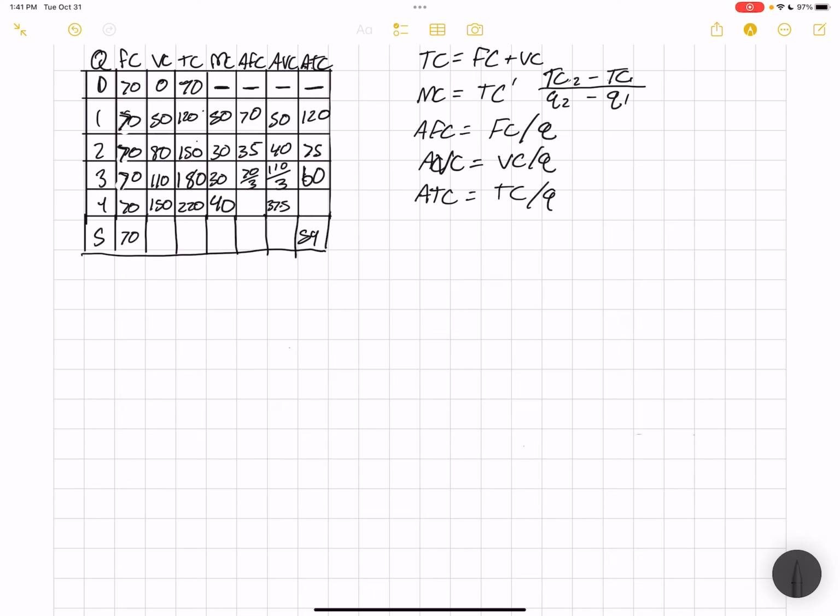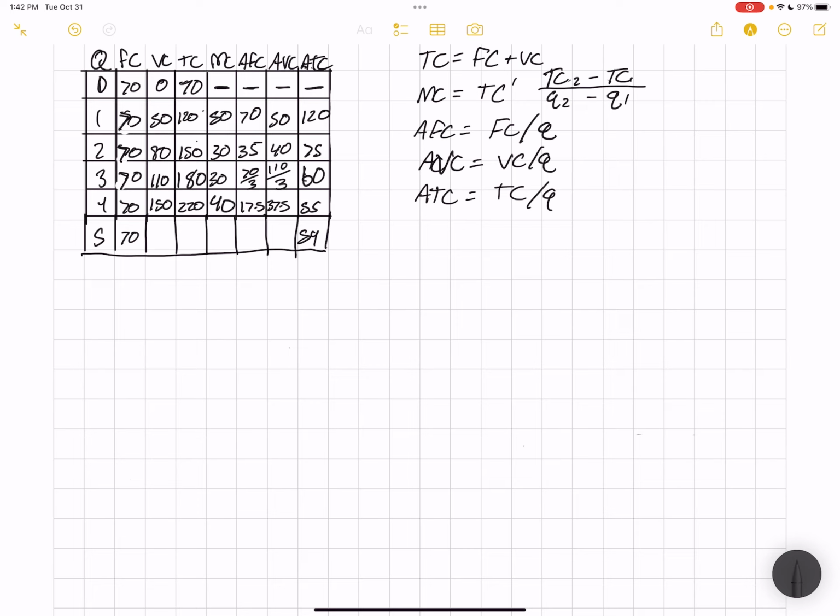Now our average fixed cost then, fixed cost over quantity, 70 over 4, that's 17.5. Average total cost is going to be our total cost over our quantity, so 220 over 4, which equals 55.